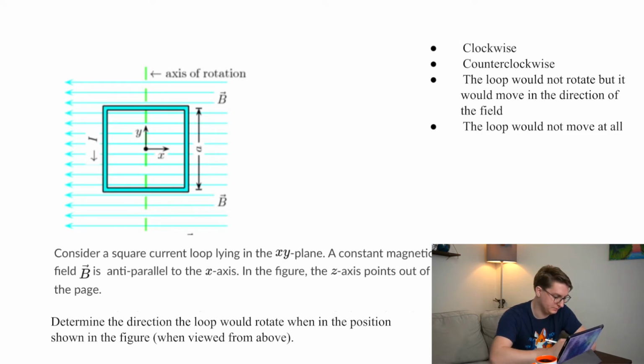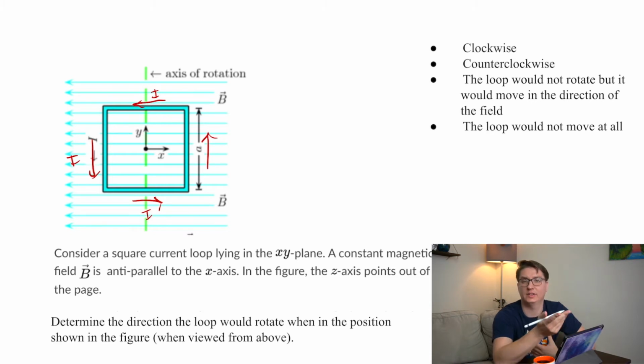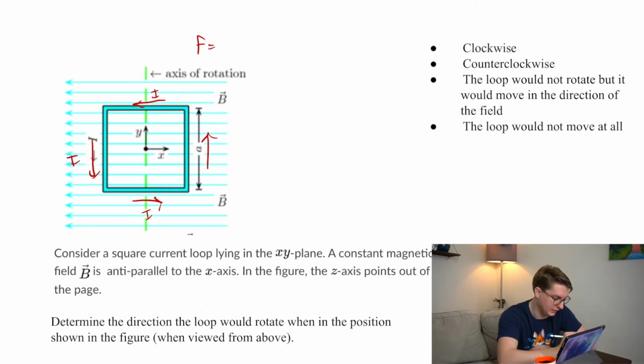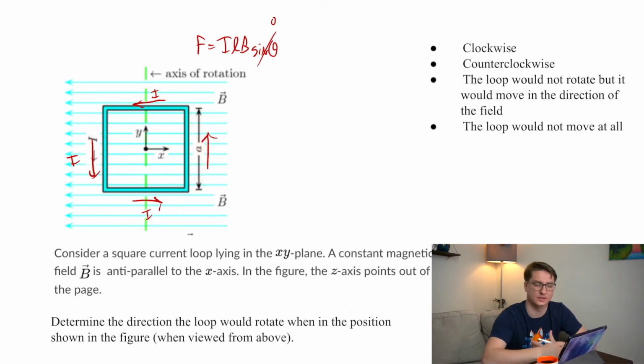So we need to figure out, with this current going around, how is this magnetic field going to affect it? We can pick either of these sides. So I'm going to pick the one on the right. It turns out that current going the same direction or opposite direction of the magnetic field doesn't do anything because of that sine theta rule. If you look at the force of a magnetic field on a wire, if this angle here is 0 or 180 degrees, sine ends up being 0. So the only two things that matter are these two ends. So let's just pick one, and that'll tell us where we're going.